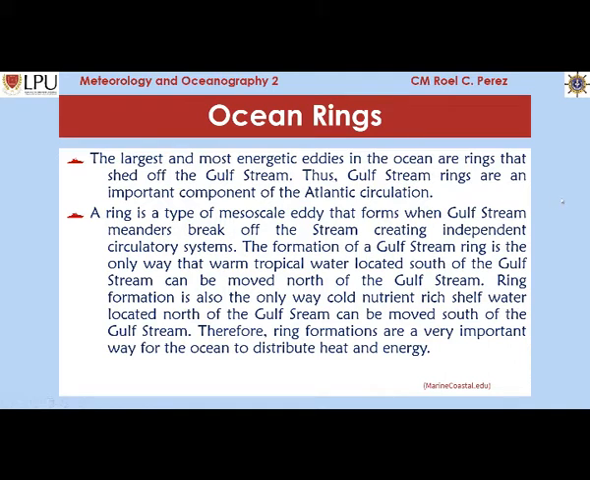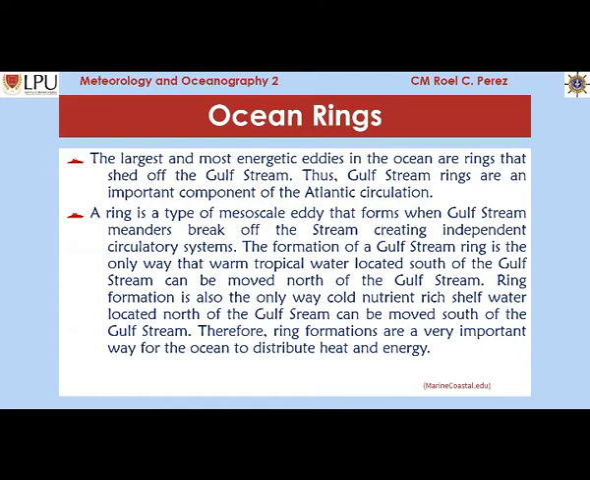Rings are an important component of the Atlantic circulation. A ring is a type of mesoscale eddy that forms when Gulf Stream meanders break off the stream, creating independent circulatory systems. The formation of a Gulf Stream ring is the only way that warm tropical water located south of the Gulf Stream can be moved north of the Gulf Stream.